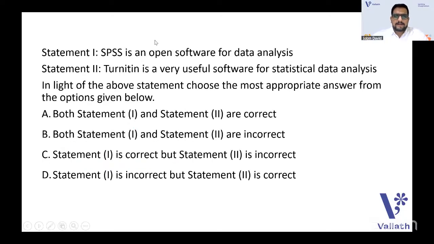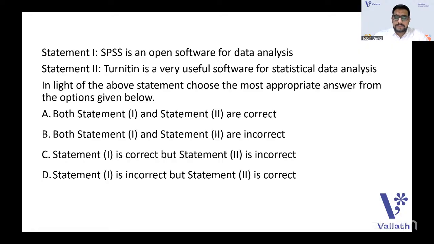Two statements are given here, regarding SPSS. It is a question from research aptitude, an application of ICT. Statement 1: SPSS is an open software for data analysis. Statement 2: Turnitin is a very useful software for statistical data analysis. Choose the option: both 1 and 2 are correct; both 1 and 2 are incorrect; 1 is correct and 2 is incorrect; 1 is incorrect and 2 is correct. Which option do you go with?